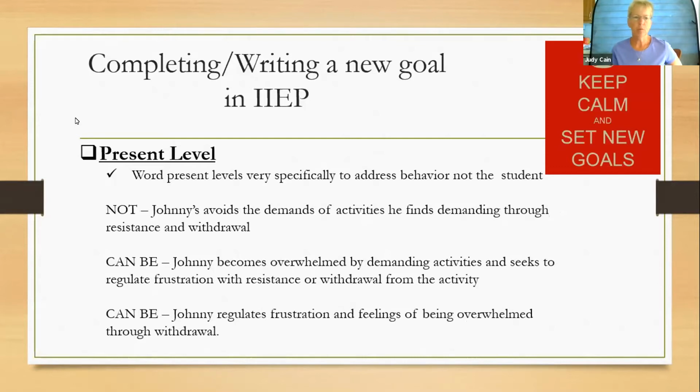Here is another example of one that's not as clear. Johnny avoids the demands of activities he finds demanding through resistance and withdrawal. So he just shuts down, basically. Rewritten can sound like, Johnny becomes overwhelmed by demanding activities and seeks to regulate frustration with resistance or withdrawal. So that kind of explains why he's doing what he's doing, and it gives a little more clear picture. Or we can say, Johnny regulates frustration and feelings of being overwhelmed through withdrawal.